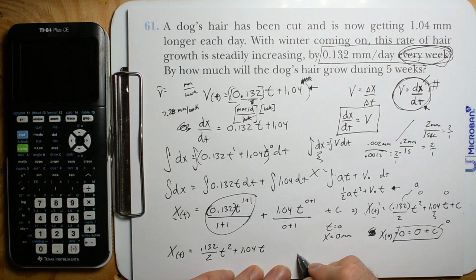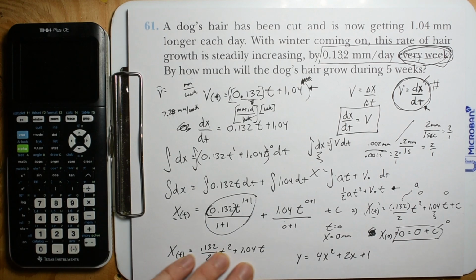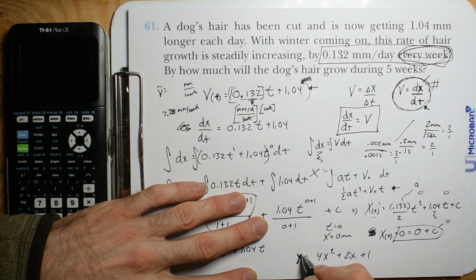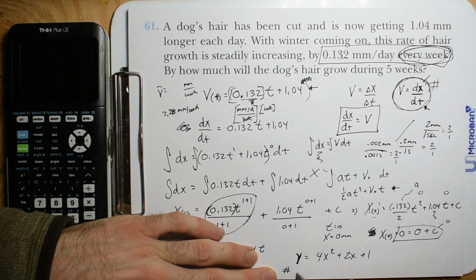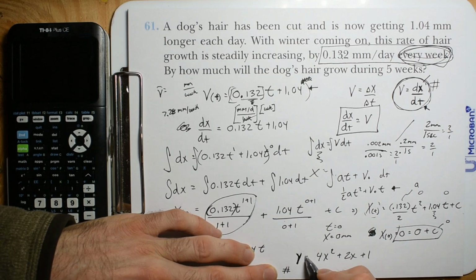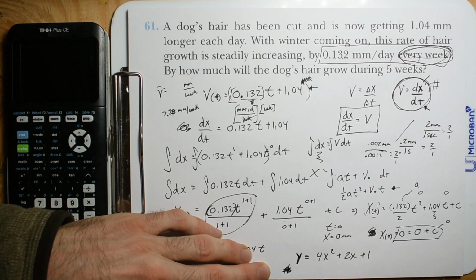Let's say you have a polynomial that's like y is equal to 4x squared plus 2x plus 1. Well, let's say this is the number of apple pies you're going to make for Thanksgiving. Cool.